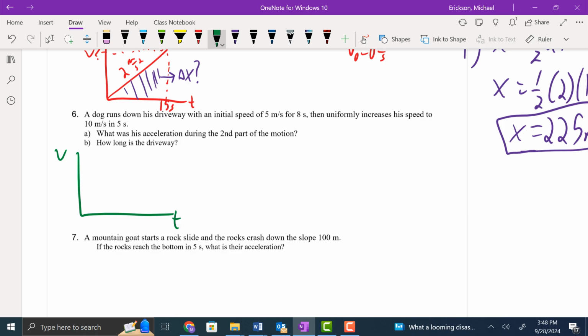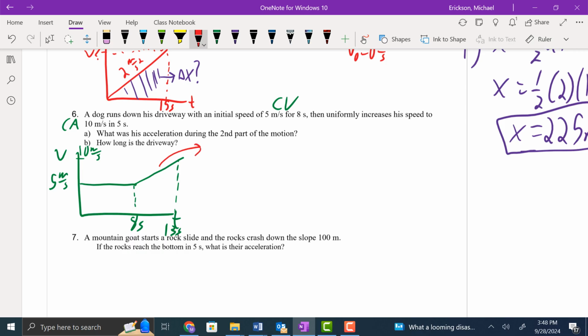So this dog is doing two things. He's actually traveling at constant velocity, this first part, and then constant acceleration, the second part. So what that will look like is 5 meters per second for 8 seconds. And then the next 5 seconds, he accelerates to 10 meters per second. And he does that in 13 seconds. So hopefully this graph makes sense to you. Now, the first part actually doesn't really matter if you drew this graph right or not, because you just need the acceleration part.